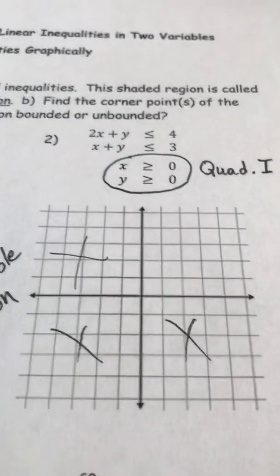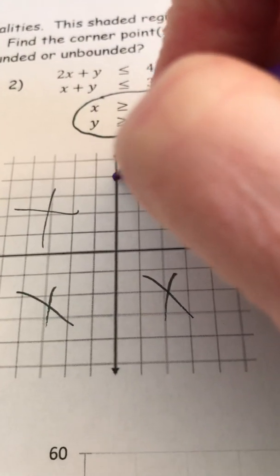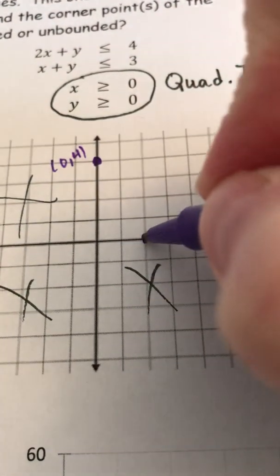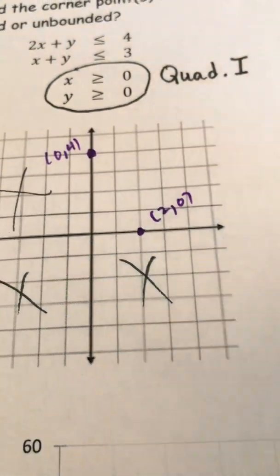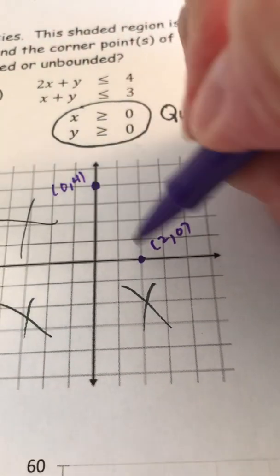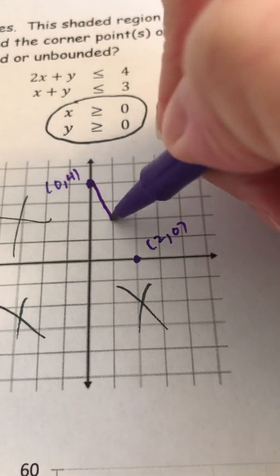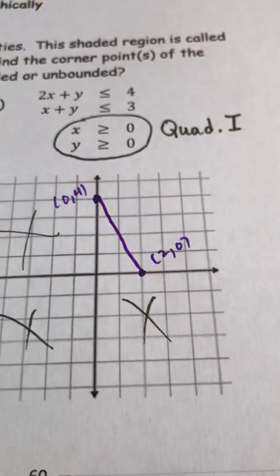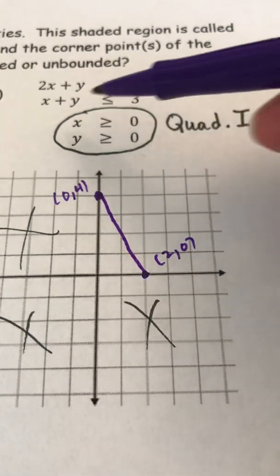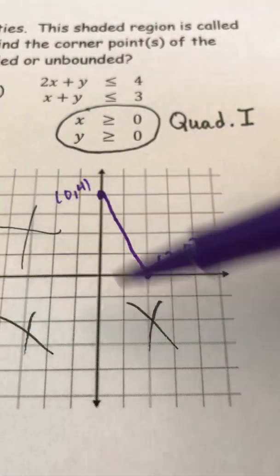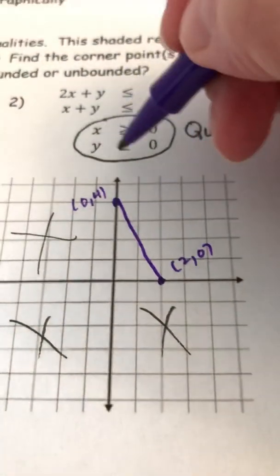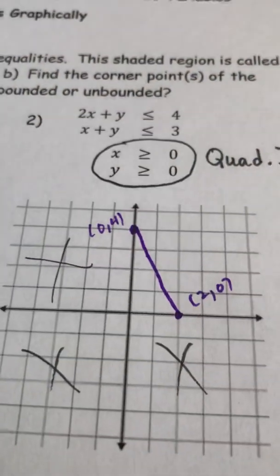So 0, 4 over here. And 2, 0. And because this is restricted to quad 1, I'm not going to go beyond the axes. I'm just going to draw the line right here. That's it. Because we are restricted to quadrant 1 based on this, I'm not even going to consider anything over in these 3 quadrants. Nor am I going to extend my line in any other quadrant.